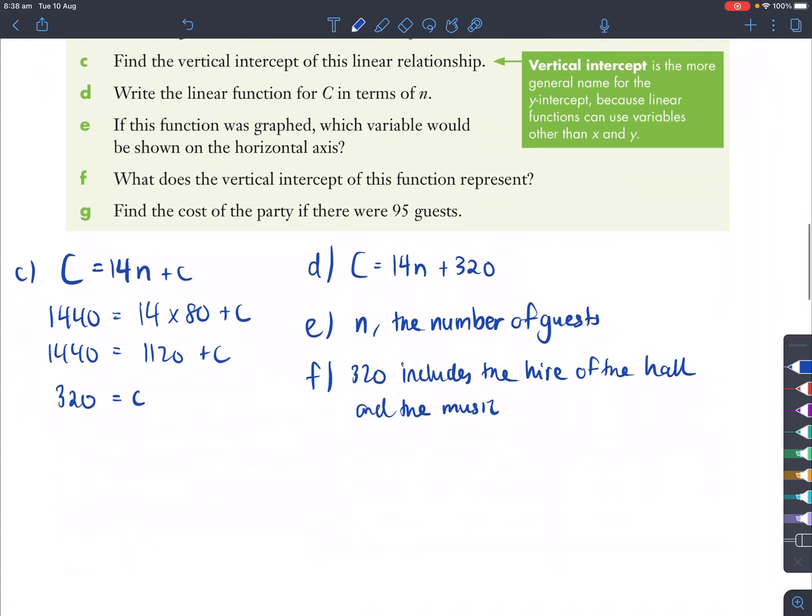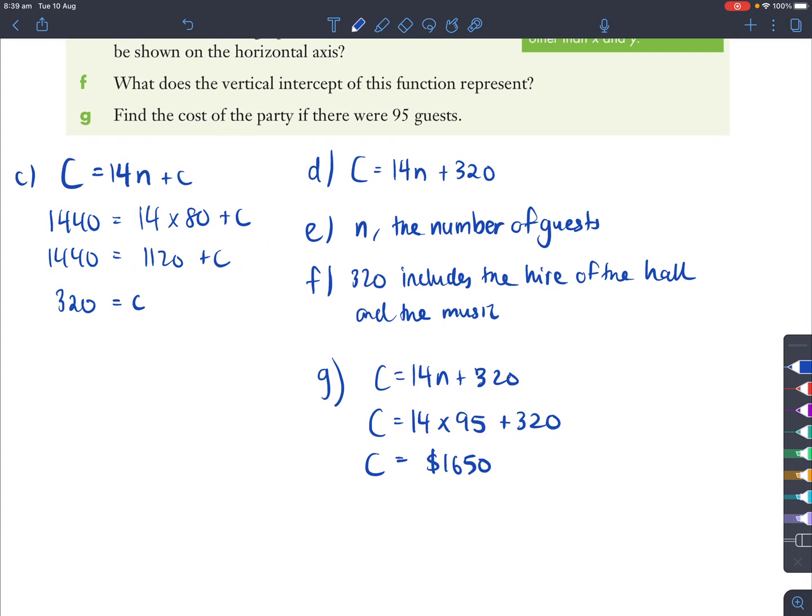Okay? All right. Question G. Find the cost of the party if there were 95 guests. So we've got our formula, which is 14n plus 320. We're trying to find out the cost, cost meaning the letter C. And there are 95 guests which represent n. So we're going to replace n by 95, then plus 320. And in total, that basically gives us $1,650. Okay, I hope everyone understands that.